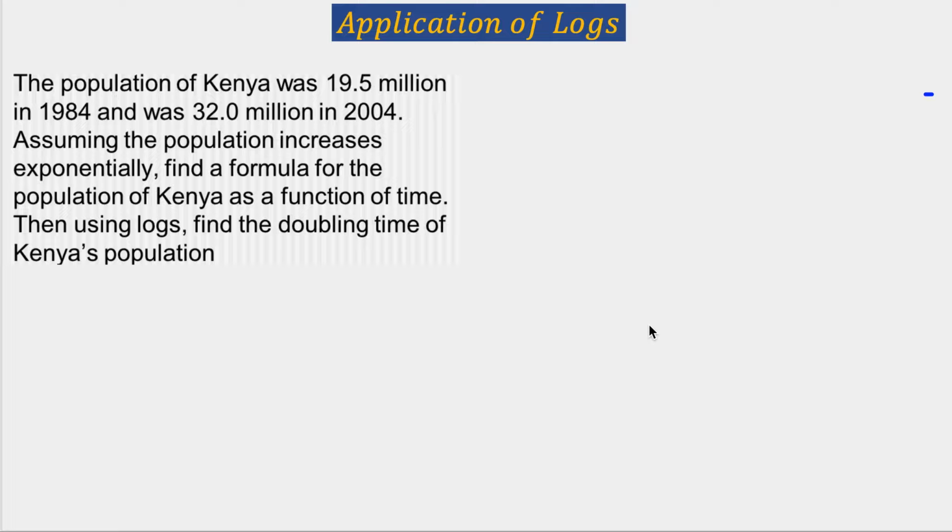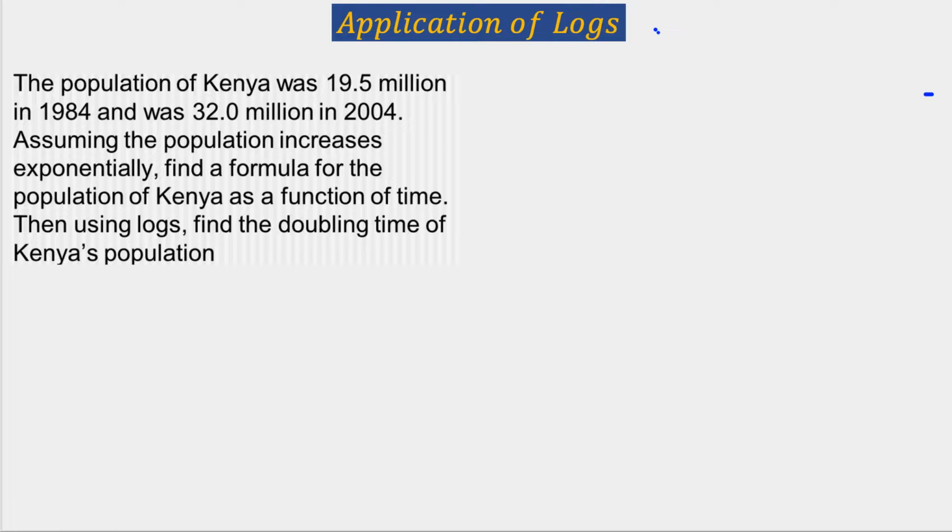The population of Kenya was 19.5 million in 1984 and was 32 million in 2004. Assuming the population increases exponentially, find the formula for the population of Kenya as a function of time. Then, using logs, find the doubling time of Kenya's population.